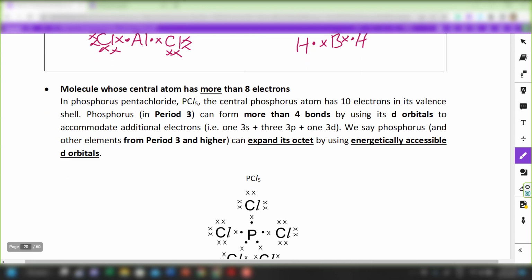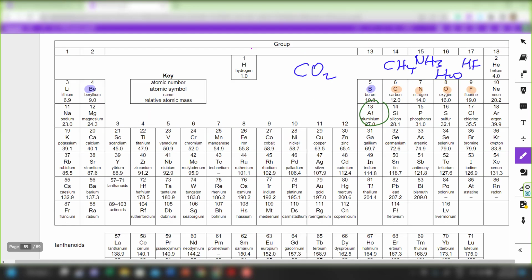The next bullet point says molecule whose central atom has more than 8 electrons around it. Why is that possible? A simple reason we can discuss here is that for period 3 elements, remember in atomic structure, we say that when we have principal quantum shell 1, there's only one type of subshell, that is S. Principal quantum shell 2, you have 2 types of subshells, S and P. So we have 2S and 2P. What about principal quantum shell 3? So we'll have 3S, 3P, and 3D.